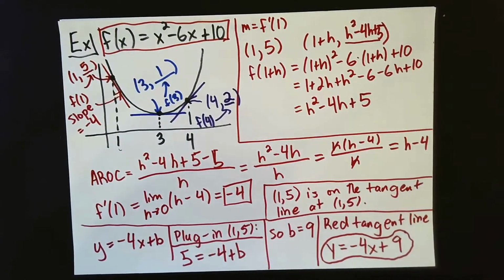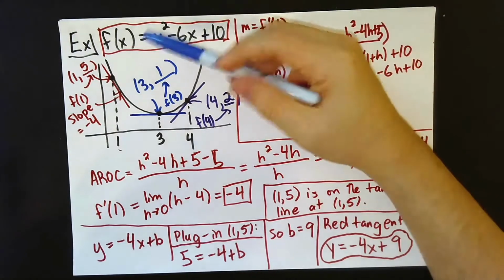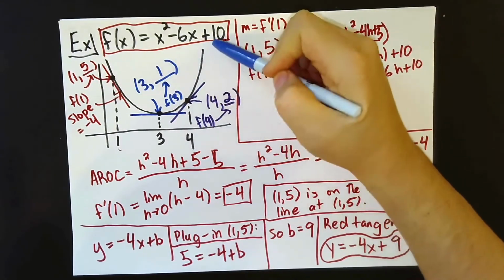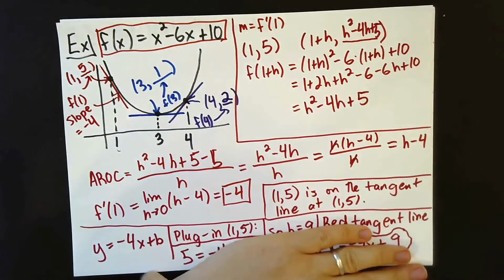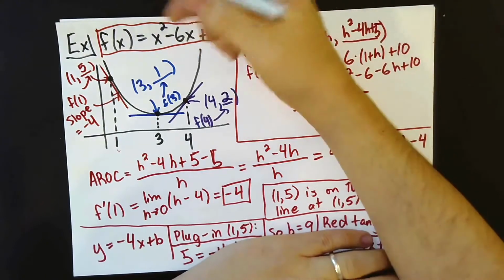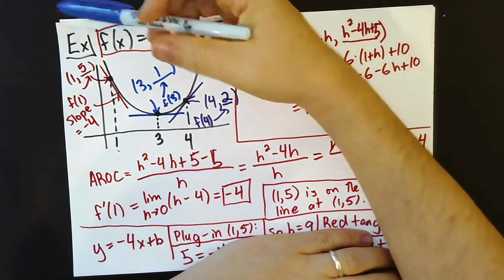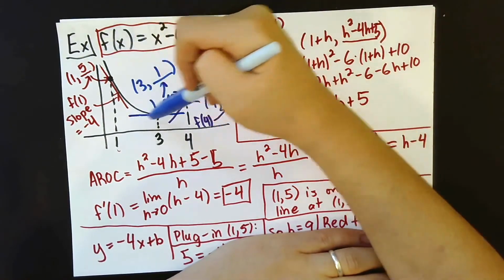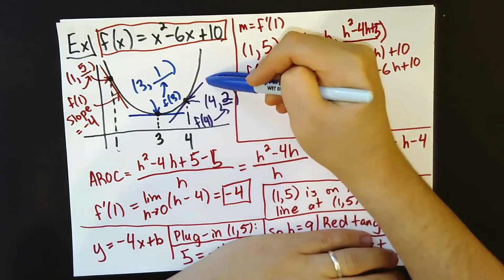The exercise that I'm talking about was this one. In this exercise, we were given this function, x squared minus 6x plus 10. This was at the beginning of section 3.2. And we were asked to find the equation of the tangent line to this function here at 1, 5, here at 3, 1, and here at 4, 2.